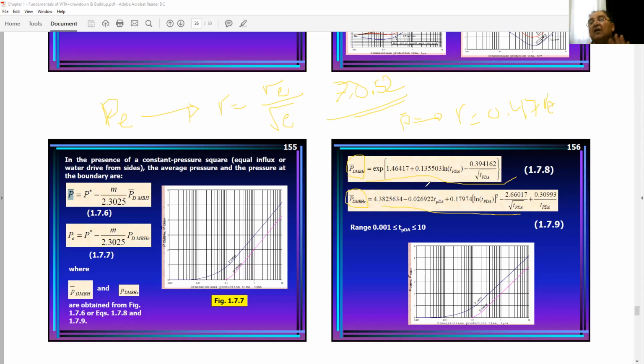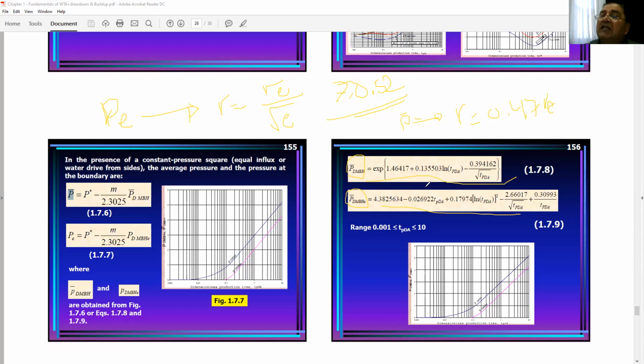This is the first thing. Now you need to go to table 146 and get the value of tDA_pss, the starting time of pseudo steady state calculated for the reservoir drainage area. So from knowing the shape of your reservoir, if it is circular, rectangular or square, you're going to go to the table and get the value of tDA_pss.